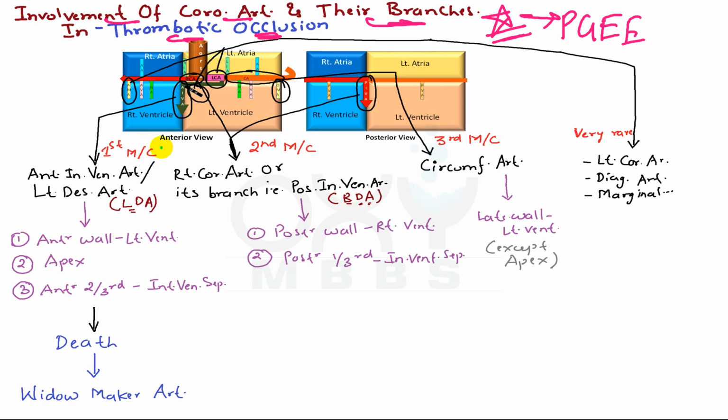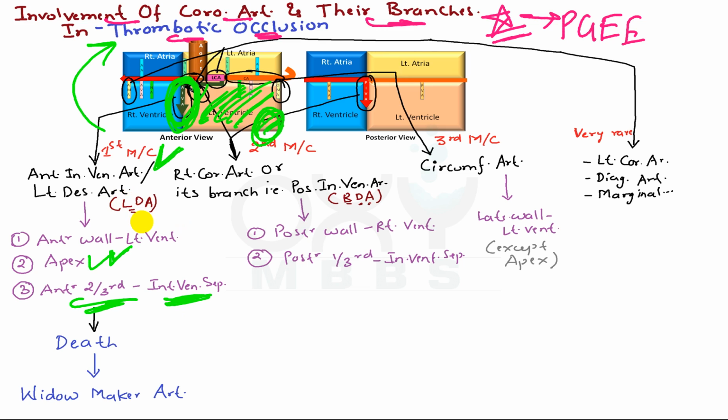So the first most common artery involved in the thrombotic occlusion is the anterior interventricular artery, or left descending artery. Because of the occlusion, the parts of the heart which are infarcted or affected are the anterior wall of the left ventricle, the apex of the heart, and the anterior 2/3 of the interventricular septum.